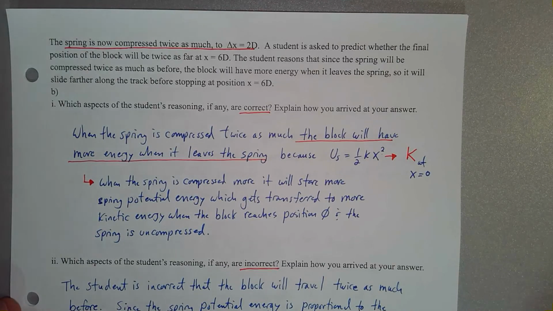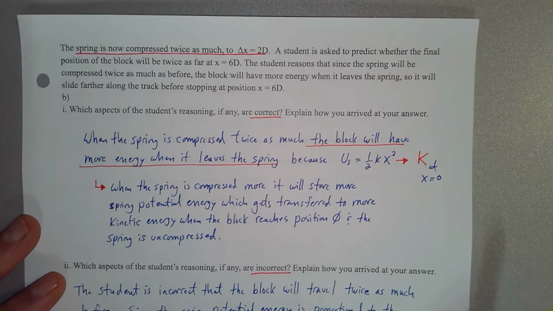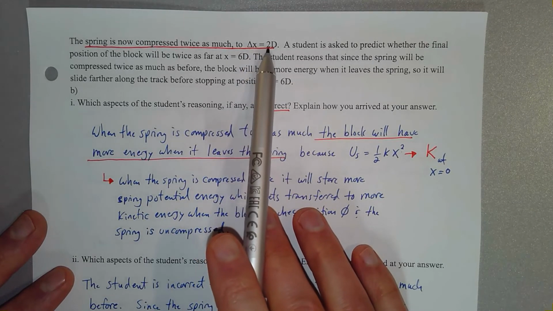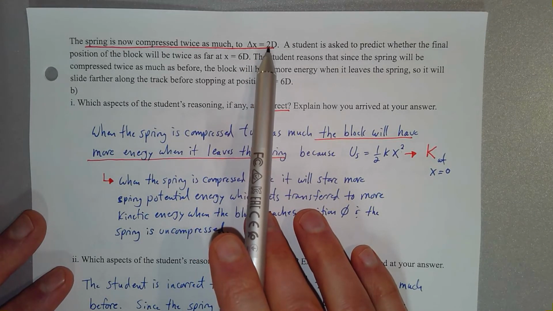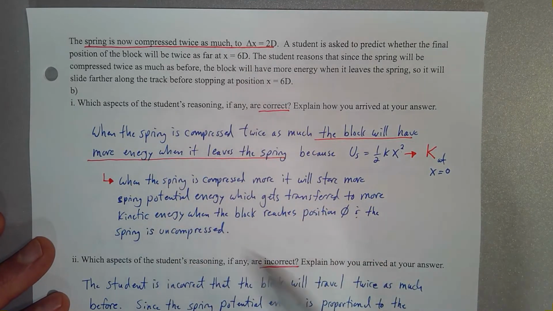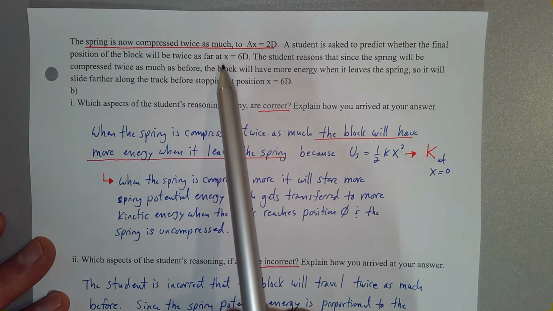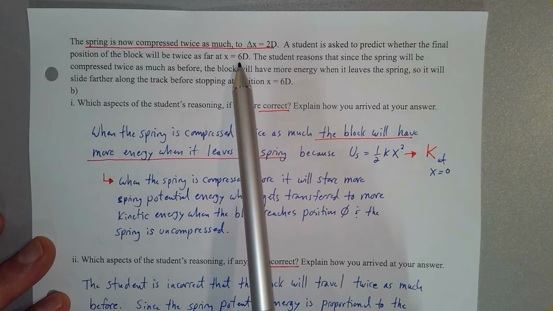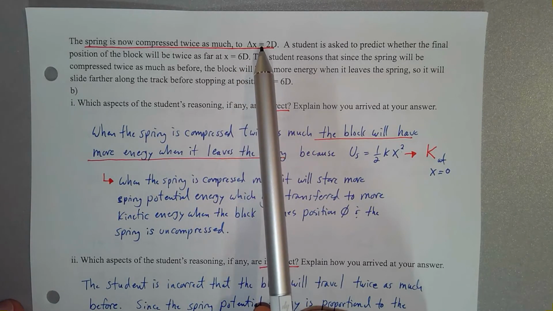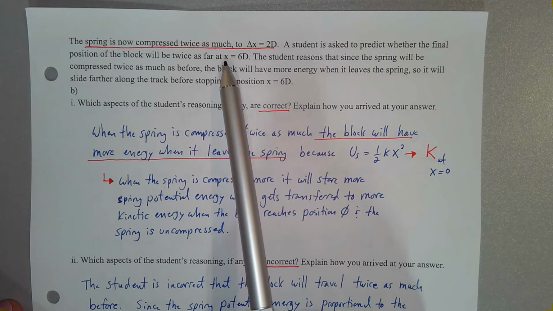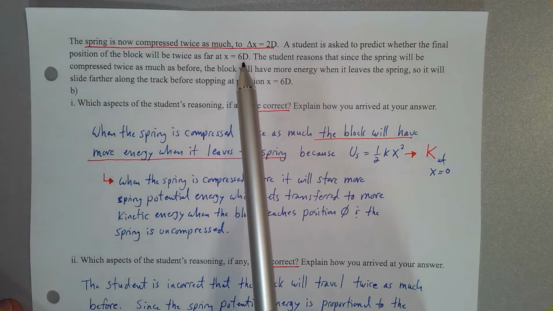Okay, the next part says, the spring is now compressed twice as much, to delta x being 2d. Remember, initially it was just d. So the student is asked to predict whether the final position of the block will be twice as far, at x equals 6d. Remember, initially it only went to 3d, so they're saying we're compressing the spring twice as much. The student is asked to predict, will it travel twice as far? Will it reach a final position of 6d?